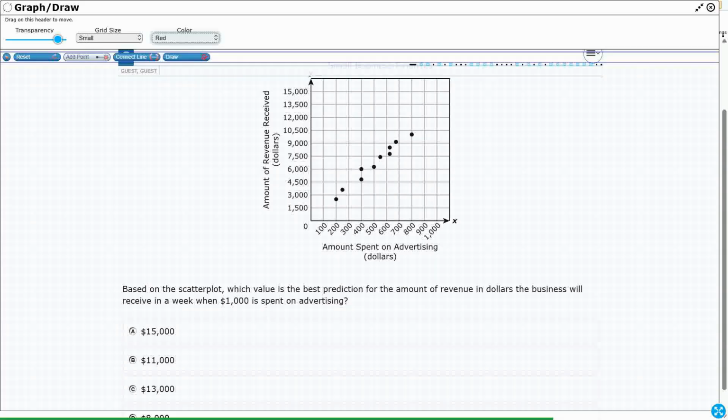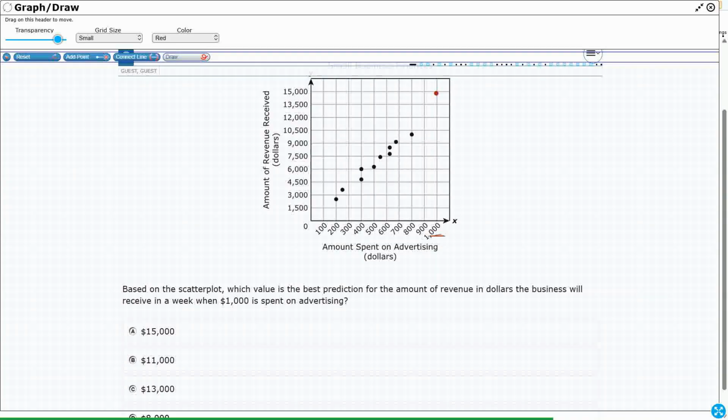We've got four different numbers that we can choose from: 15,000, 11,000, 13,000, and then down at the very bottom is that 8,000. And we're looking at 1,000 as our X value, so we're looking at this line right here. Let's go ahead and add. So 15,000 is going to be right on that dot right there. It might be a tad high.